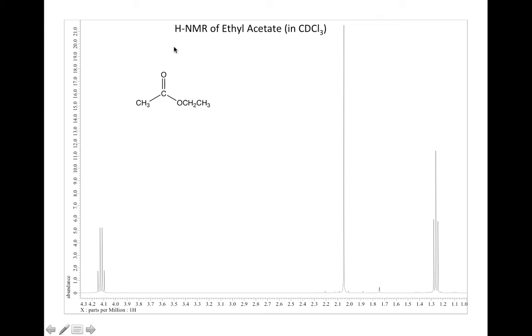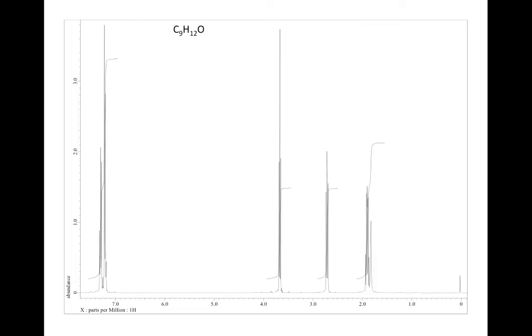Okay, so now what I'd like you to do to prepare for class is to look at this next spectrum, which is of a molecule where I've given you the formula C9H12O. And this is typically the way that you'll see a problem on a quiz or exam, where you might be given a formula, you're given a spectra with an integration, and your job is to try to figure out what that compound is. So how are you going to do that?